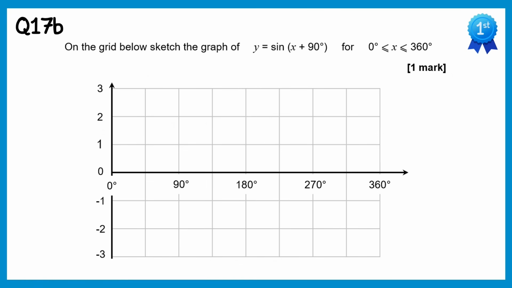In this question, we're going to try and draw the graph of y equals sine of x plus 90. Whenever you add a number inside the function like this, you're going to move it the opposite direction to what you might expect. So when you see a plus 90, you're probably thinking of moving to the right 90, but actually we're going to translate left 90 degrees.